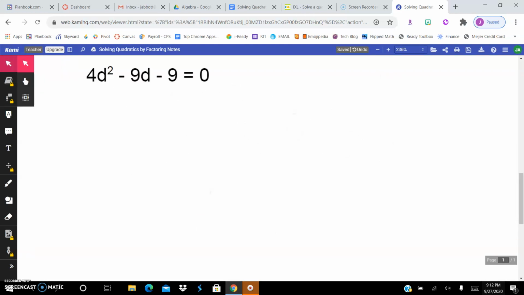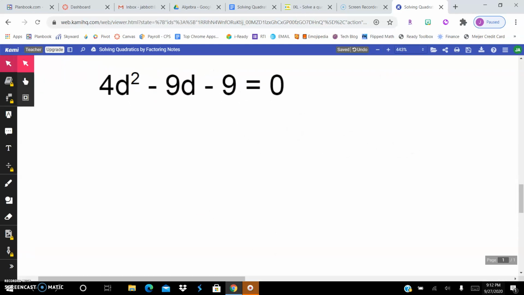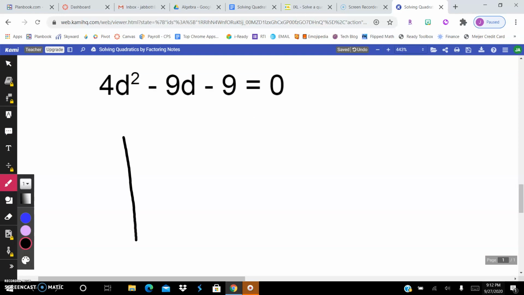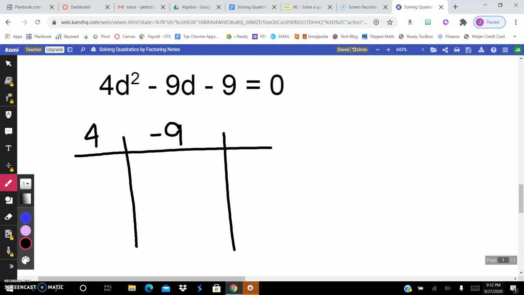And then for our last example here, this is in the form of ax squared plus bx plus c. So this is where I have to make the columns. And factors of a, which is 4, go in the first column. Factors of c, which is negative 9, go in the middle column. And then our inside plus our outside products will give us that negative 9 for the b value.